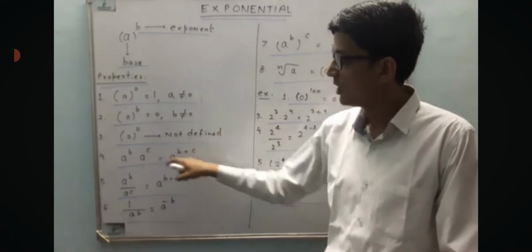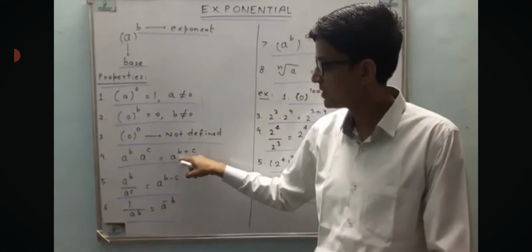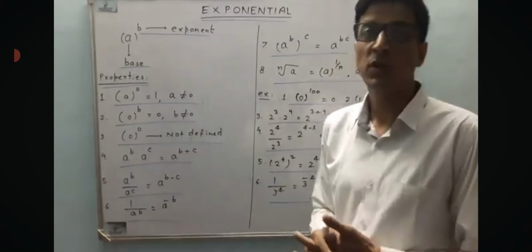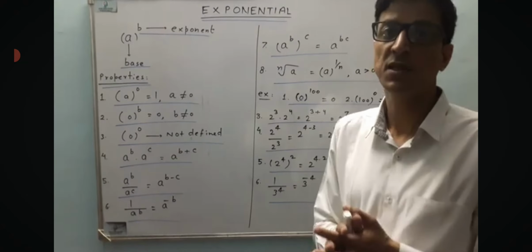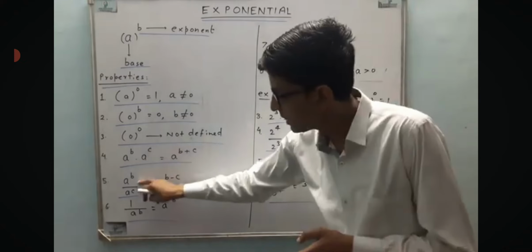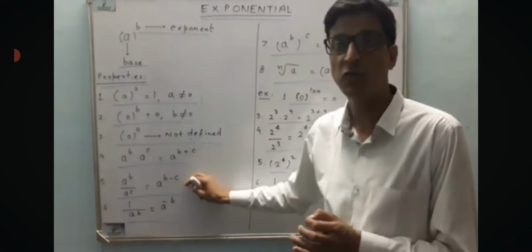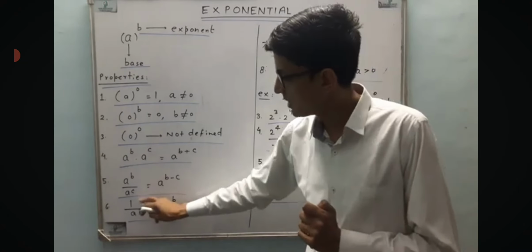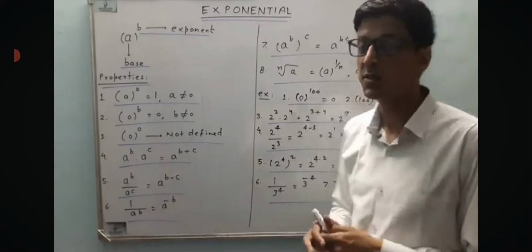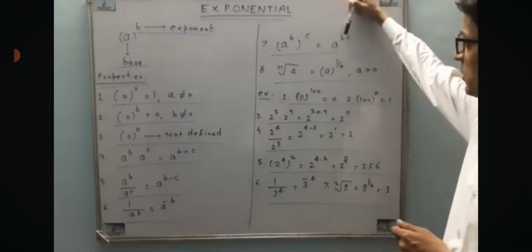Fourth property is a raised to power b multiplied by a raised to power c is a raised to power b plus c. So if there are two exponents with the same base, then you just add the exponents. Similarly, if there are two exponents in division with the same base, then exponents have to be subtracted. If we have 1 upon a raised to power b, you just invert it, a raised to power minus b will be the right expression. And if a raised to power b, raised to power c, you just multiply these, so a raised to power bc will be the final result.